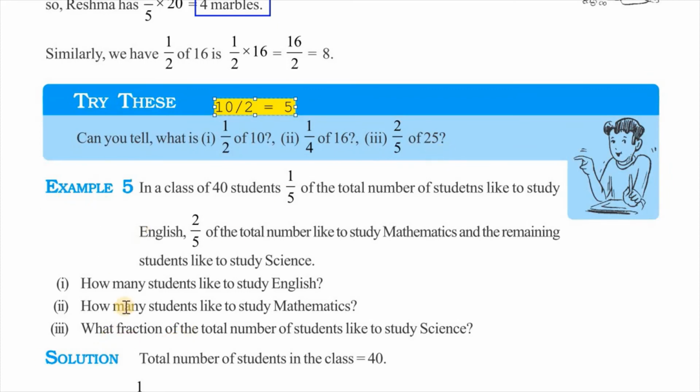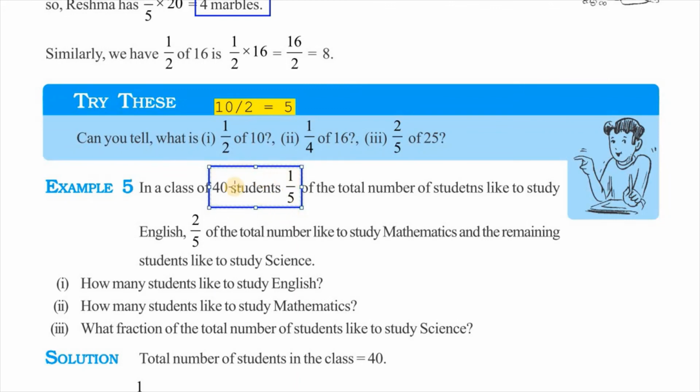Let us understand this example 5. In a class of 40 students, 1/5 of the total number of students like to study English. 2/5 of the total number of students like to study mathematics and the remaining like to study science. How many students like to study English? How many students like to study mathematics? What fraction of the total number of students like to study science? So this again is fairly simple if you have the proper understanding of the fractions of operator.